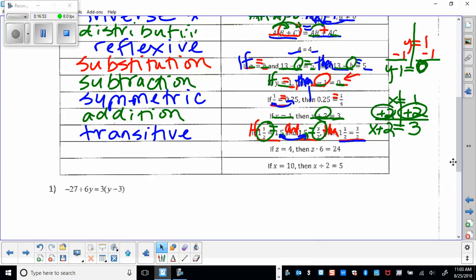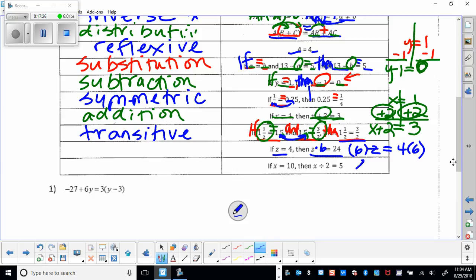Okay, so now we have the last one. We start out with z equals 4, and then we end up with z times 6. So we had z equal to 4, and then we multiplied this side by 6 and that side by 6. I can put them one on the left and one on the right because multiplying is commutative. The order doesn't matter. So I multiply both sides by 6, that gives me z times 6 equals 24.